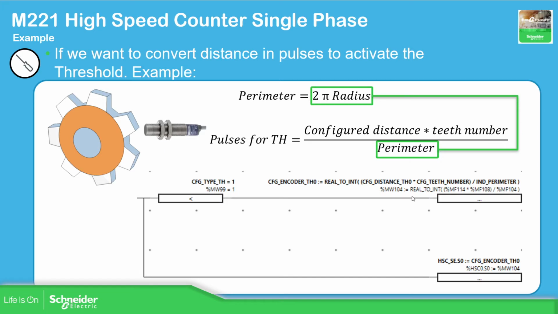So now it is the other way around. If I take the configuration distance that I have and multiply it by the number of teeth that the gear has, and divide it by the perimeter, we should be able to calculate the pulses that we need to reach in order to activate something. So this is the equation.